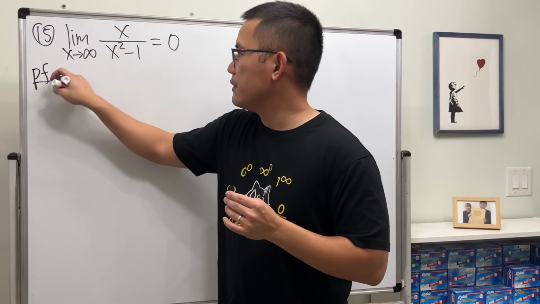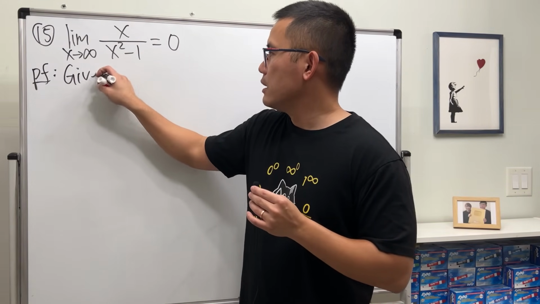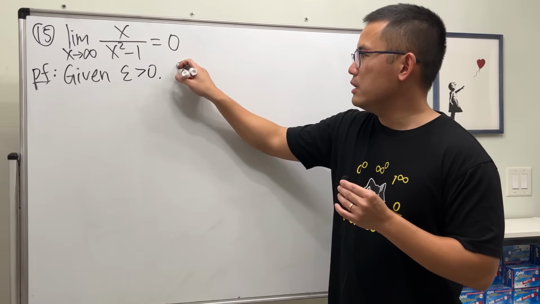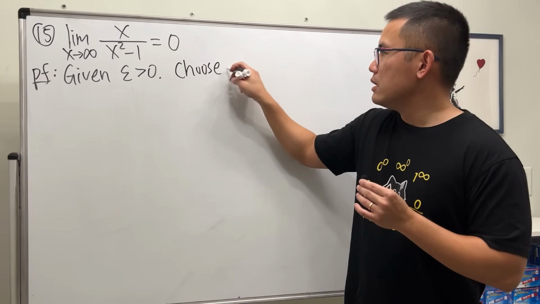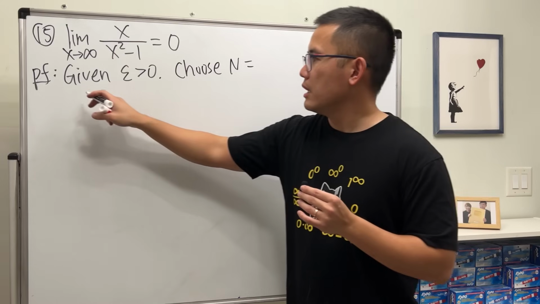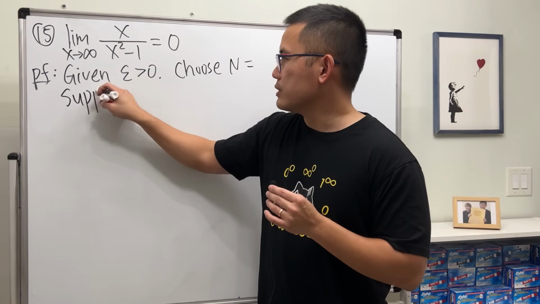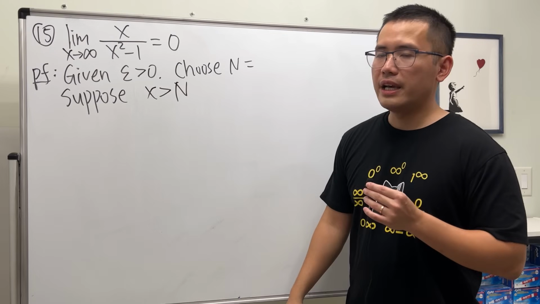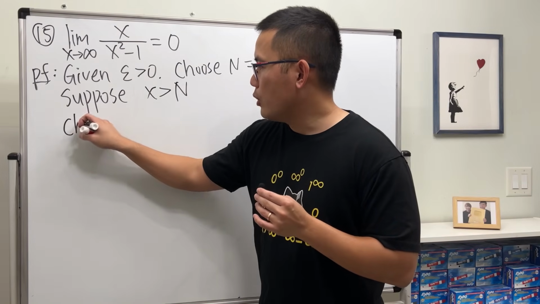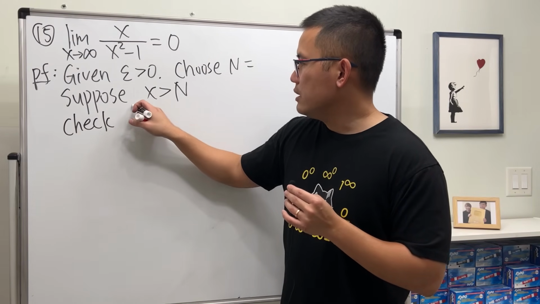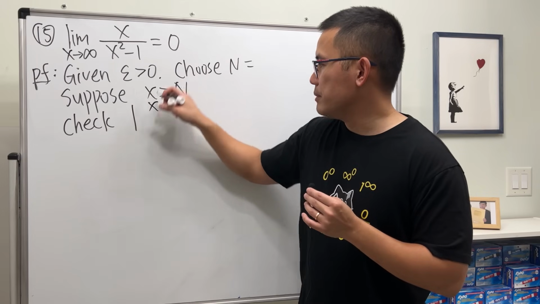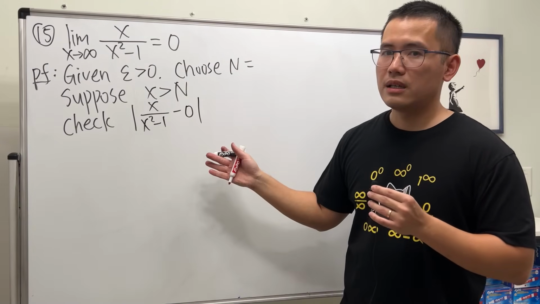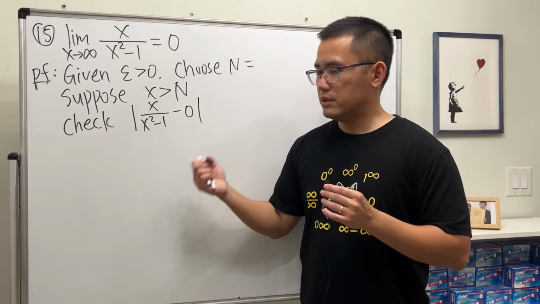So proof. Given epsilon greater than 0, x is approaching infinity, so we want to choose a big N to be something. Then we are going to suppose x is big enough, meaning bigger than the big N. We hope to show the distance between our function and the limit 0 is less than epsilon. Minus 0 doesn't matter.